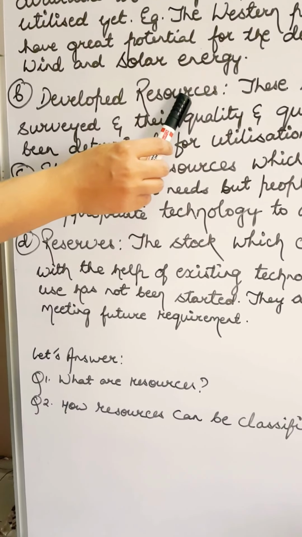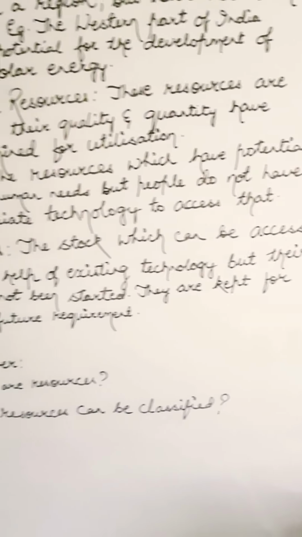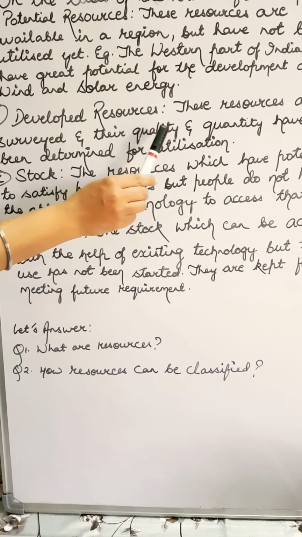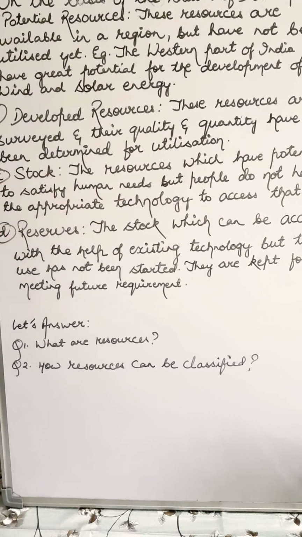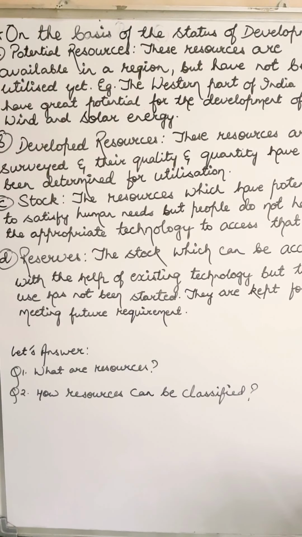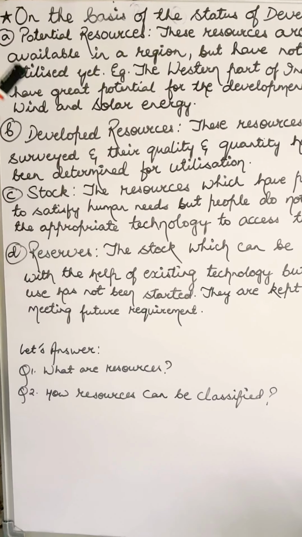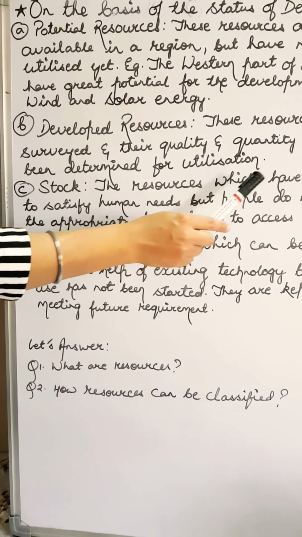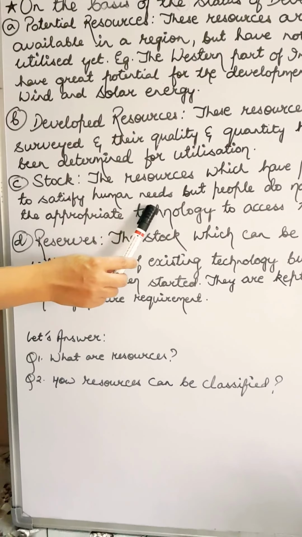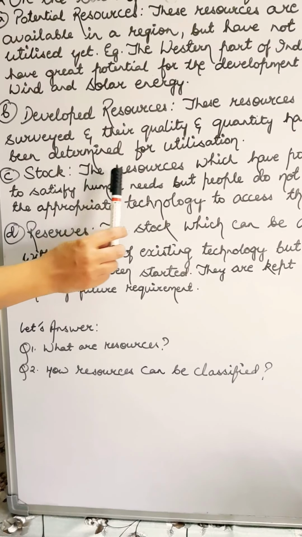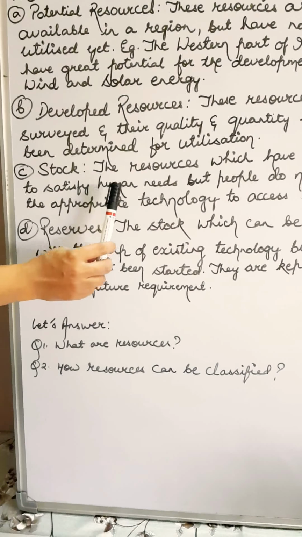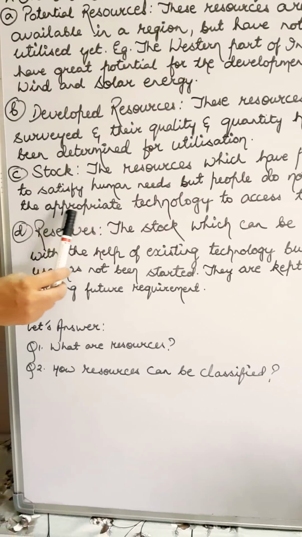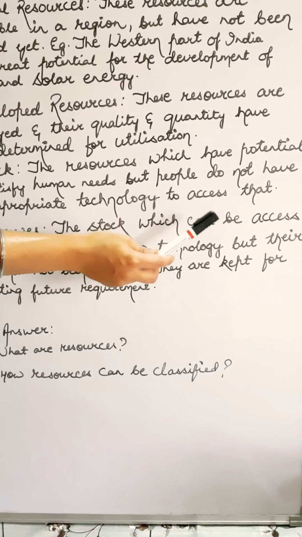Developed resources. These resources are surveyed and their quality and quantity have been determined for utilization. It means we are using it. Then comes stock. These are the resources which have the potential to satisfy human needs, but we, the people, do not have the appropriate technology to access them.